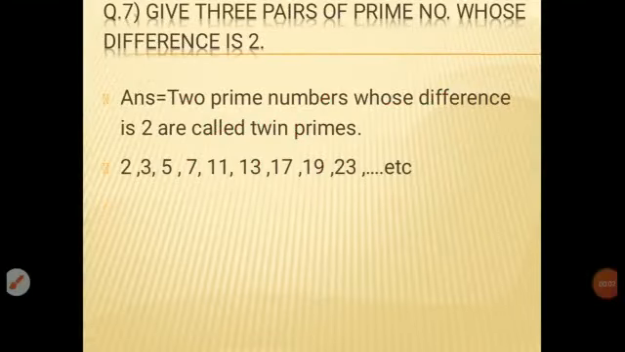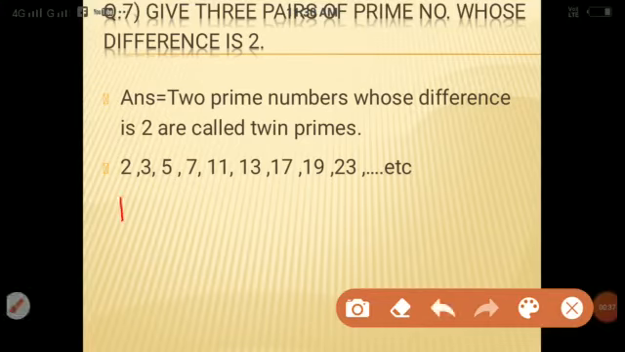Now the next question is, give 3 pairs of prime numbers whose difference is 2. First of all we see that 2 prime numbers whose difference is 2 are called twin prime numbers. That means we have to find out twin prime numbers. I have taken some prime numbers: 2, 3, 5, 7, 11, 13, 17, 19, 23, etc. So we can make pairs having difference 2.